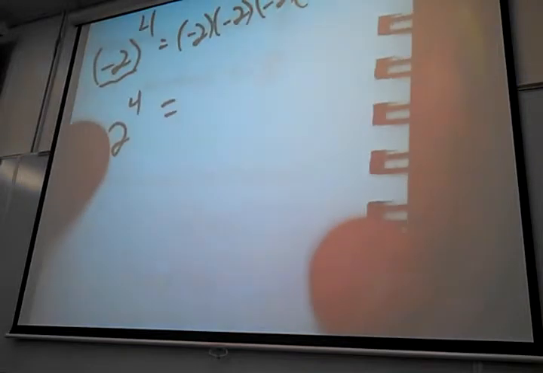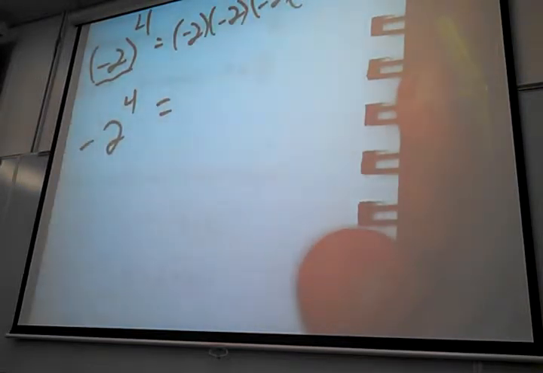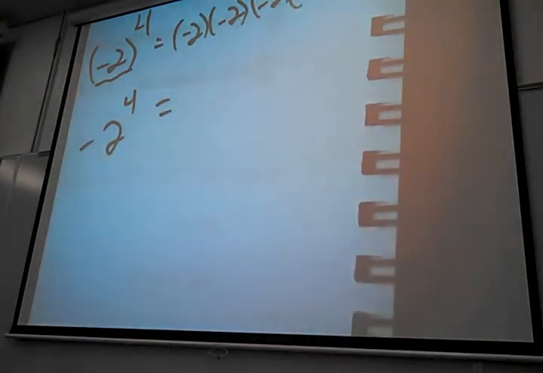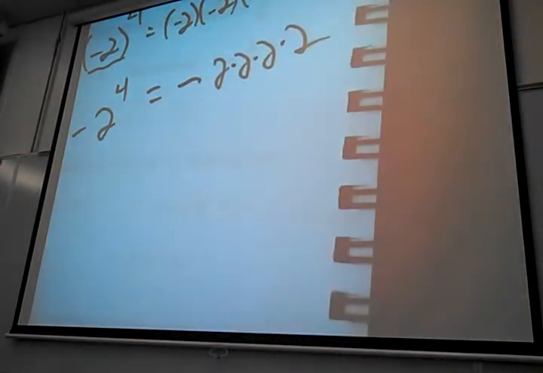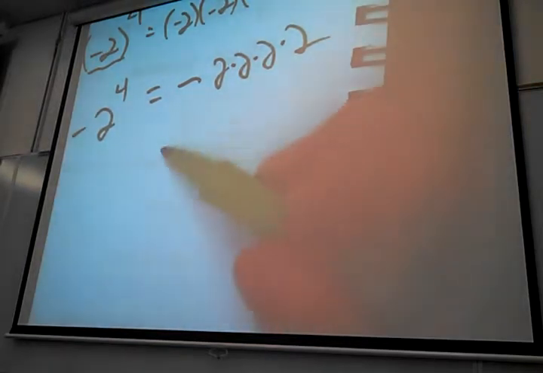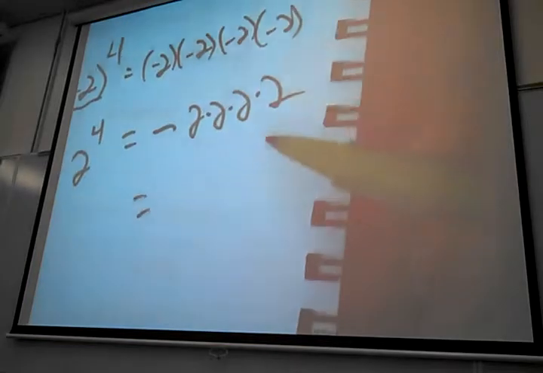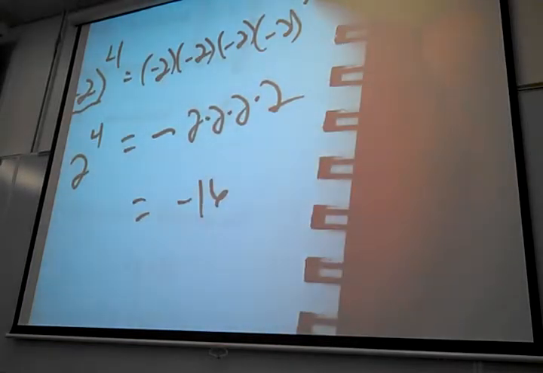There's not 4 negative 2's. There are 4 2's with the negative sign in front. The exponents are really weak. They can only go right on what they're sitting on. So if I rewrote this, it would be negative 2 times 2 times 2 times 2. The first one was positive 16 because the 4 negatives cancel. This one would be negative 16.